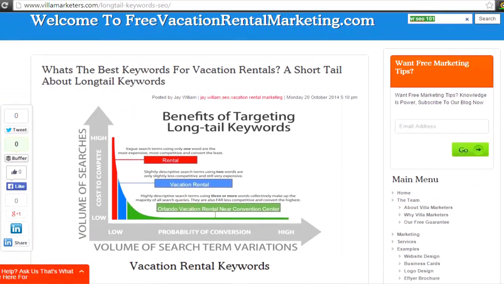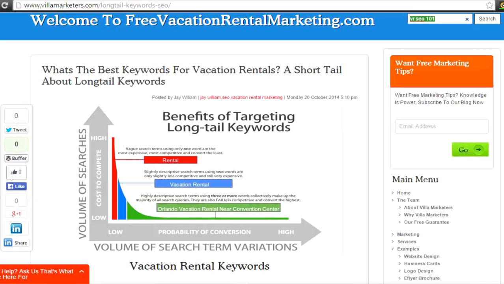I was just asked a question not too long ago, and they asked me, Jay, what's the best keyword for vacation rentals, or what type of keywords are the best for vacation rentals? So I decided to put this blog post together, and it's called A Short Tale About Long Tail Keywords.